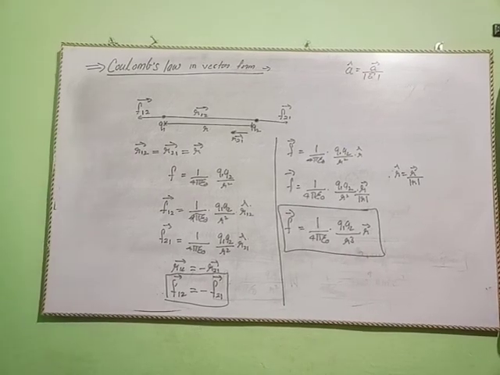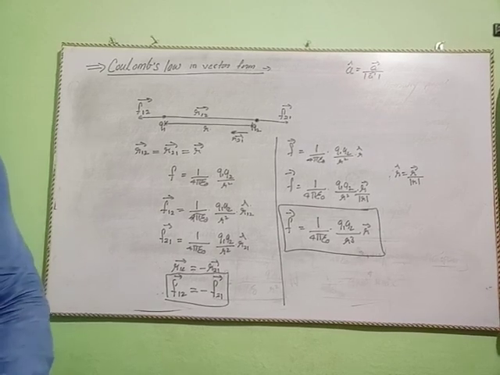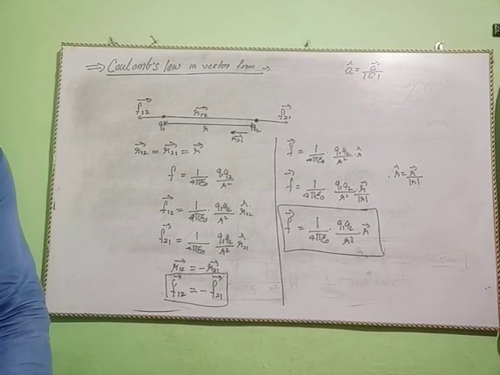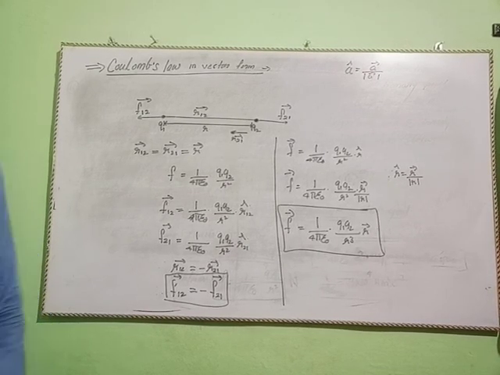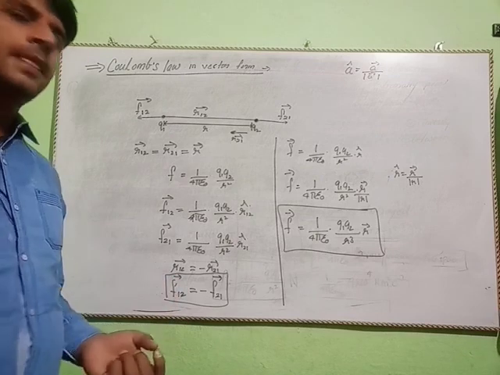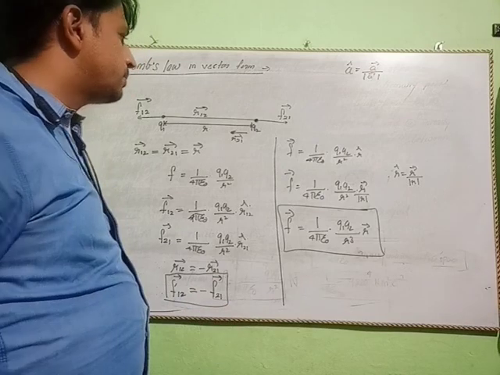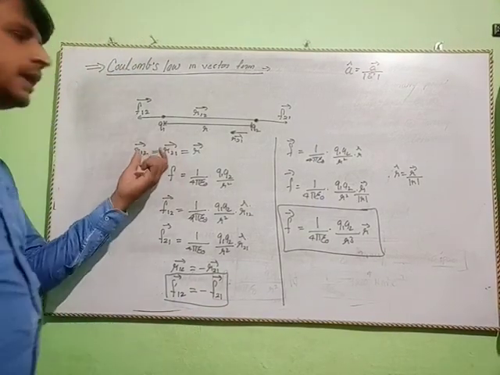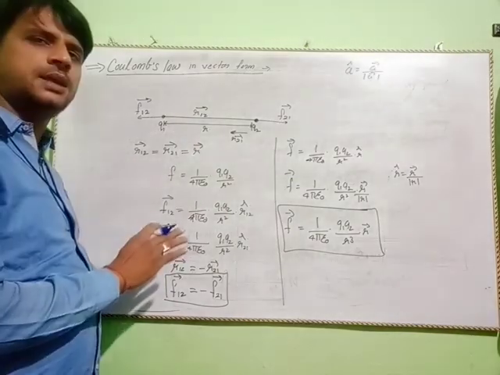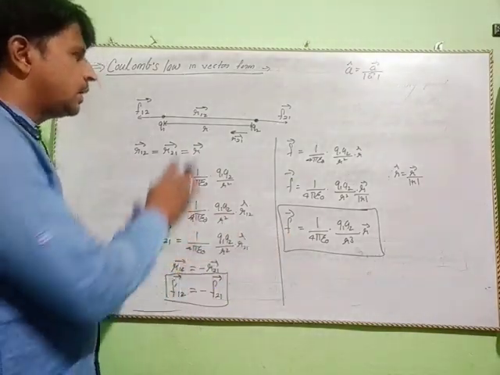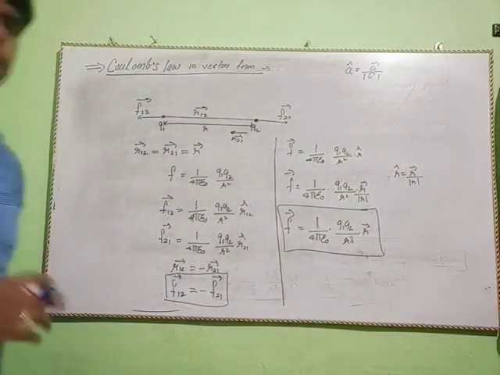Now what you have to do is just pause the video and make a note of all the things which you can see on the board. This vector form is also a favorite topic of boards. They can ask you to show the vector form of Coulomb's law, so it's important. All the game is of direction. If you have understood Coulomb's law, the vector form is the same, it is only a game of directions. So just pause the video and make a note of each and everything.